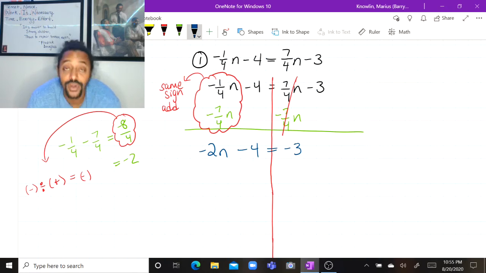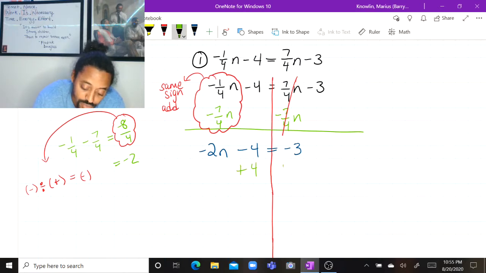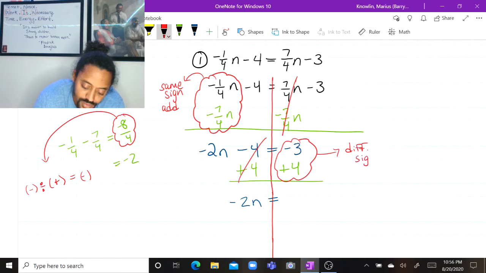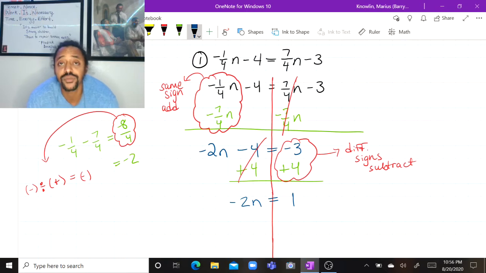Next I want to get my other like terms together, the constants. I want to move my negative 4 to the right side. The way to do that is by adding positive 4 to both sides. Underline that. When I do that, the 4's cancel out. I'm going to drop down that negative 2n, and now I'm going to combine that negative 3 and that positive 4, but these are different signs, so we just end up subtracting. Different signs, subtract, and when we do that, we get a positive 1, right? Because we keep the sign of the larger number. The larger number is 4, and it's positive.